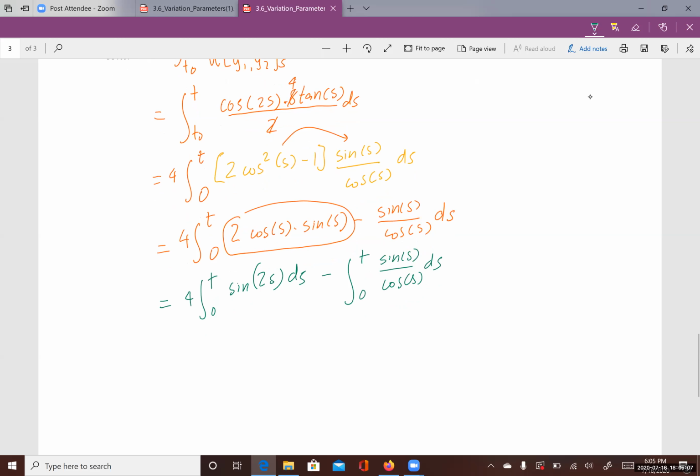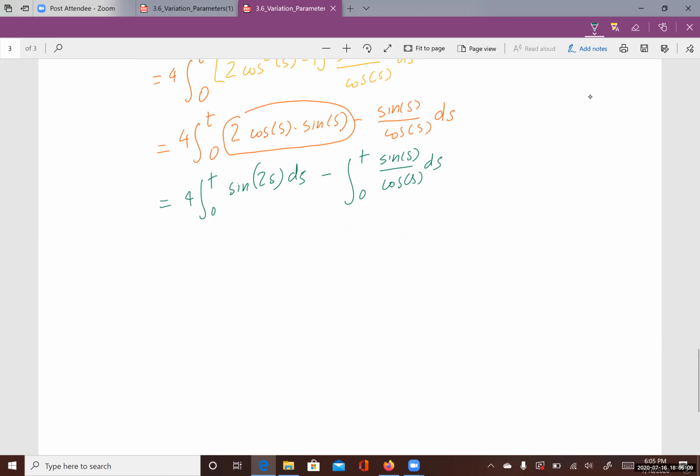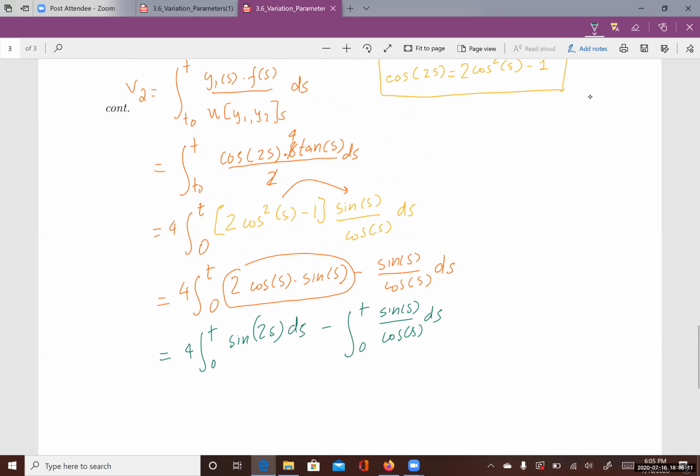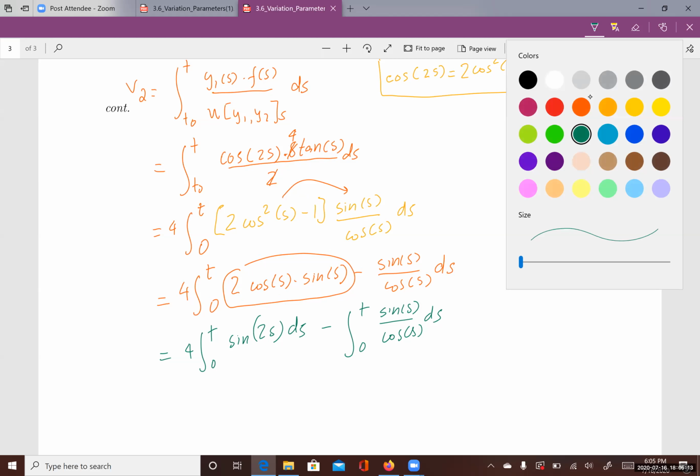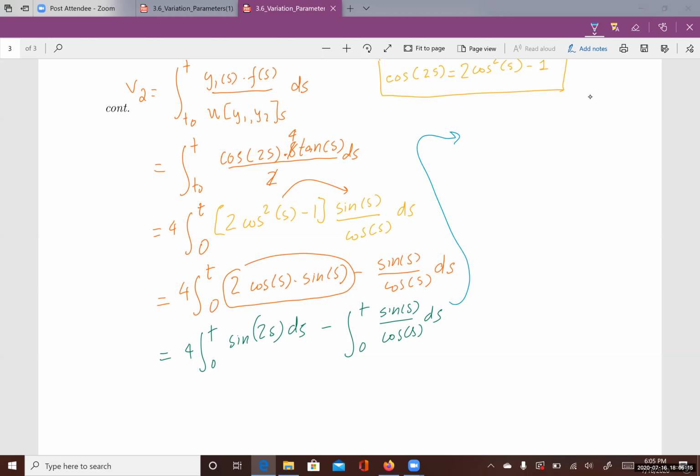Okay, if you remember, this will be, I want to move it over here. So from here you will have 4 times the integral of sine of 2s. The antiderivative will be negative cosine of 2s divided by 2, and you integrate it from 0 to t.